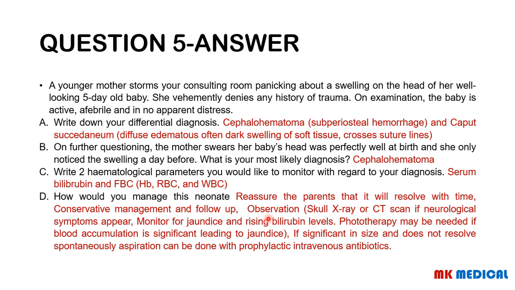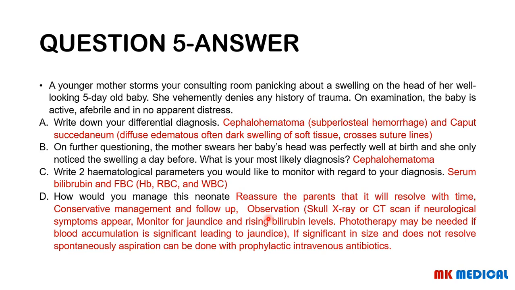So the 2 things you should consider is, of course, a cephalohematoma, which is a subperiosteal hemorrhage, as well as a caput succedaneum, which is pretty much a diffuse edema that's going to be presenting as a dark swelling of the soft tissue. This tends to cross the suture lines, and it also crosses the midlines. So the fact that it didn't happen at birth, the caput succedaneum is usually present at birth. Then the cephalohematomas usually now develop after birth. So it's most likely that this person had a cephalohematoma.